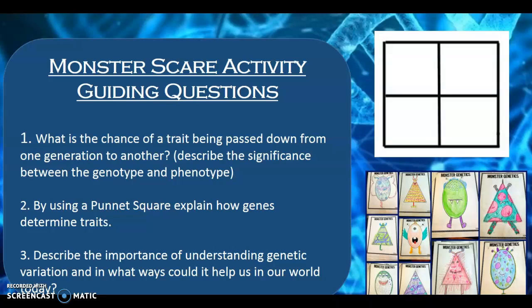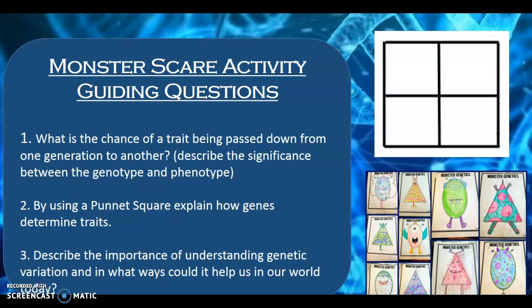Some guiding questions for our activity are: what is the chance of a trait being passed down from one generation to another? In other words, describe the significance between the genotype and the phenotype and what that looks like. Number 2, by using the Punnett square, explain how genes determine traits. Up here I just put a little Punnett square. As a class, we will have this on the board and we'll go into a further discussion.